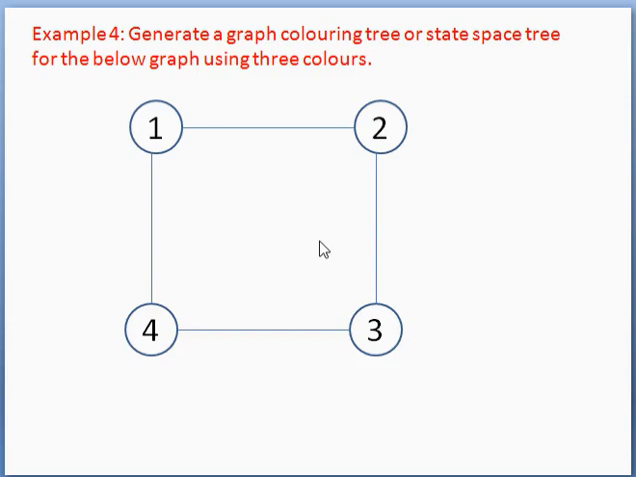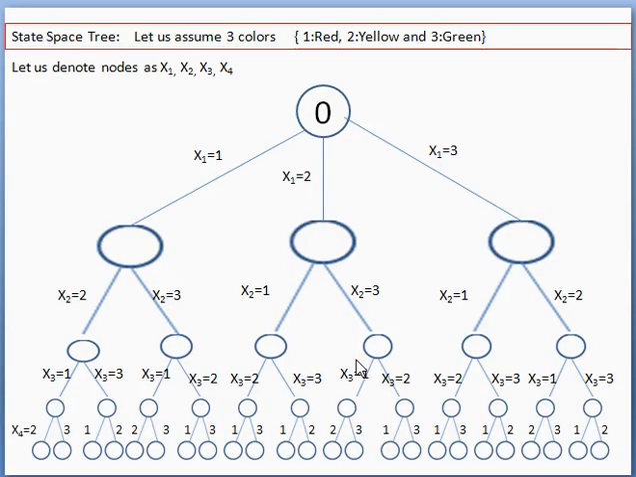Now in backtracking, any problem can be solved by the construction of a state space tree. Here I will try to solve graph coloring, or color this graph properly, using a state space tree. Here they have given 3 colors. With 3 colors I have to color this graph, and we need to construct a state space tree.